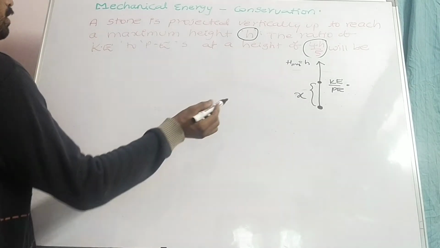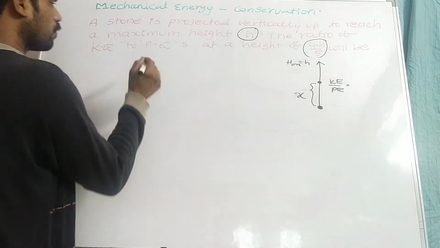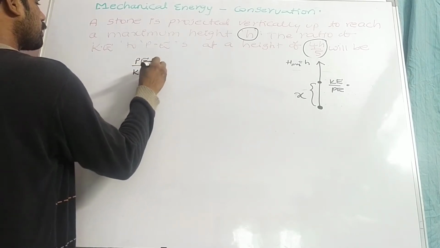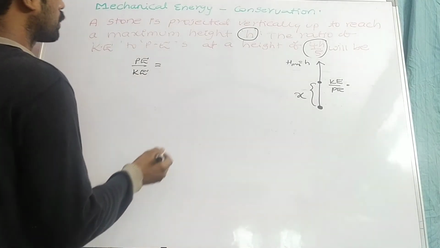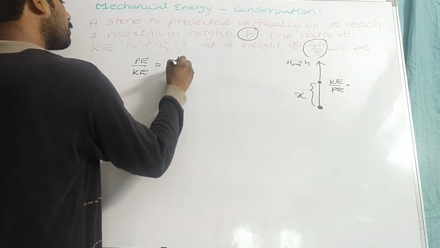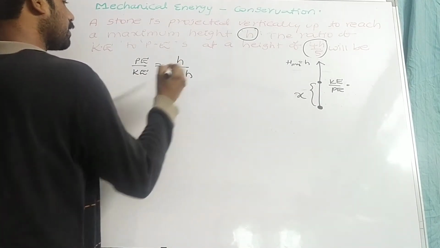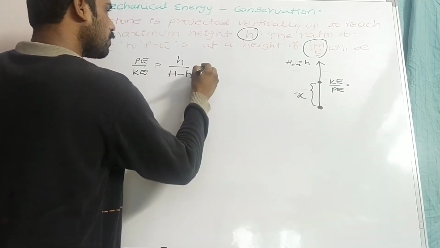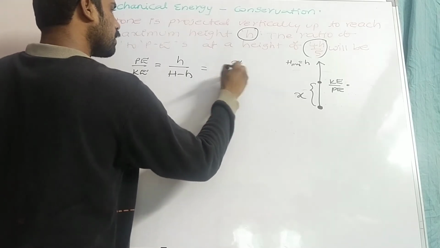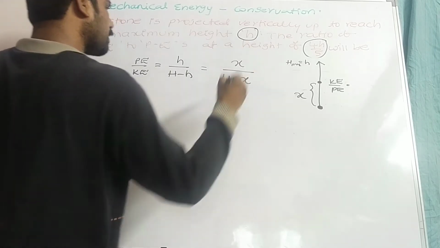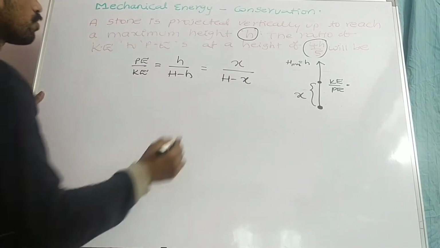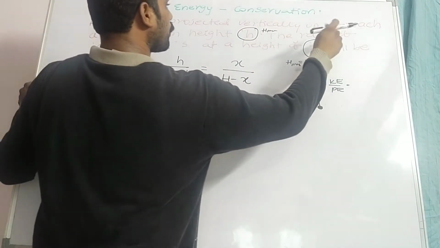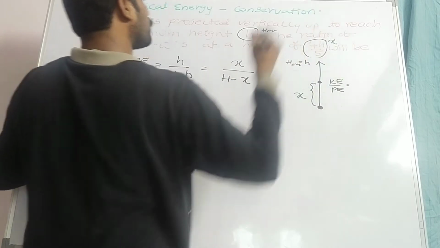But in the general expression, we know that the ratio of potential energy to kinetic energy is equal to h by H minus h. But according to this notation, we have to write it as x by h minus x. So here capital H can be written as h max and small h can be represented using x.